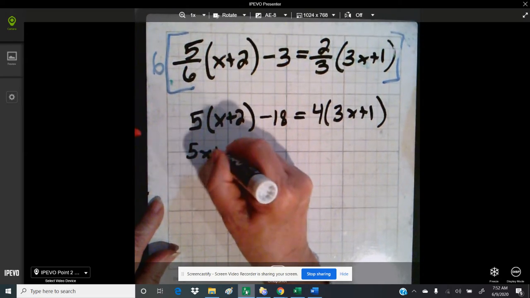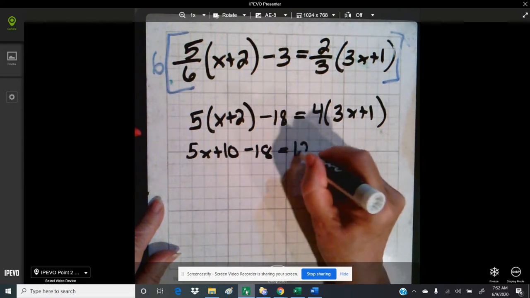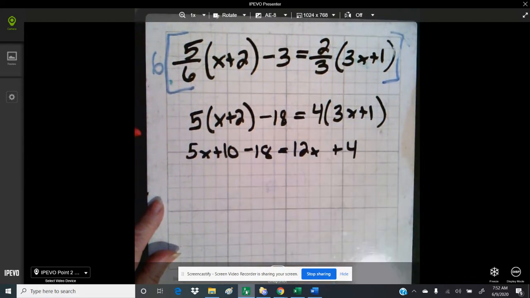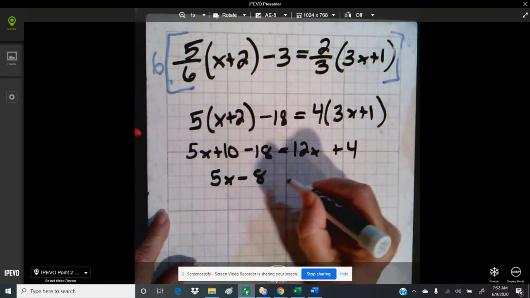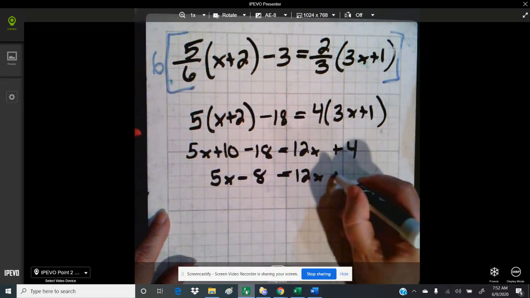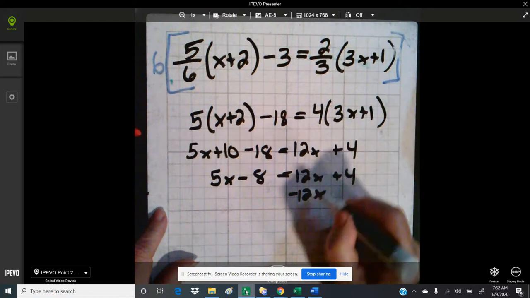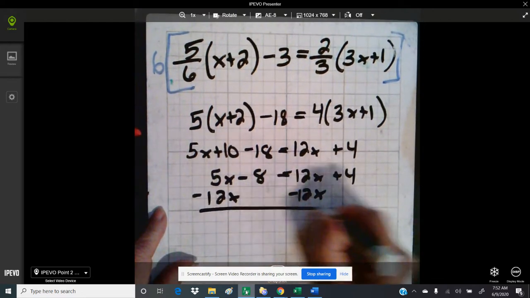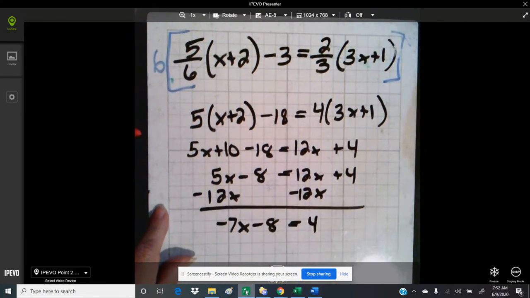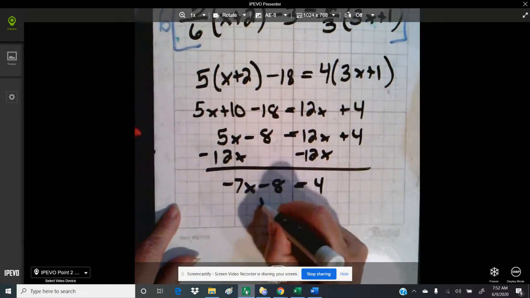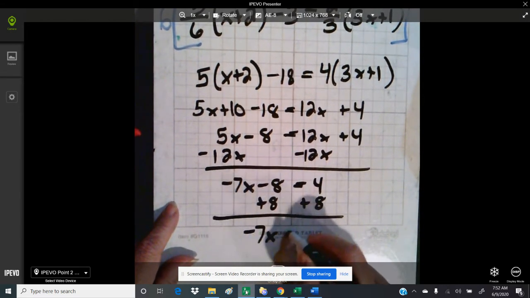So this will be 5x plus 10, again minus the 18, equals 12x plus 4. You're just going to combine your like terms. So this will be 5x minus 8 equals 12x plus 4. You're going to subtract the x's to get them all on one side. So I'm going to get negative 7x minus 8 equals 4. I'm going to add 8 to both sides. I'll get negative 7x equals 12.